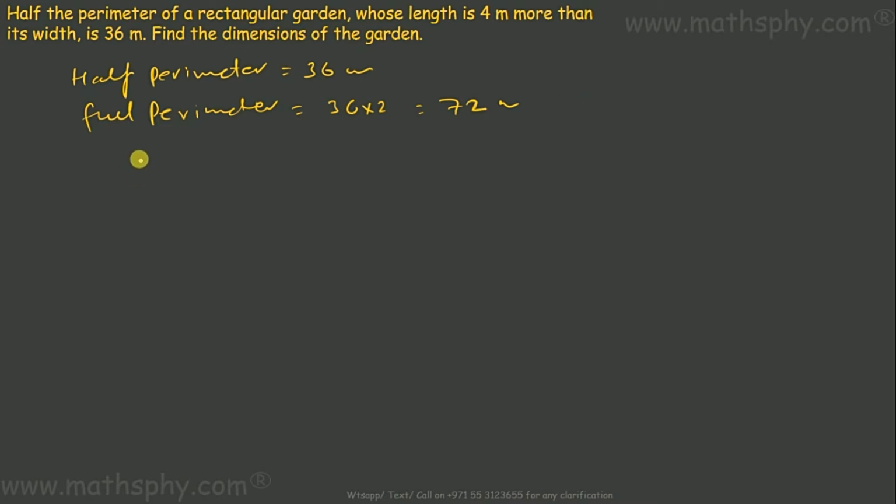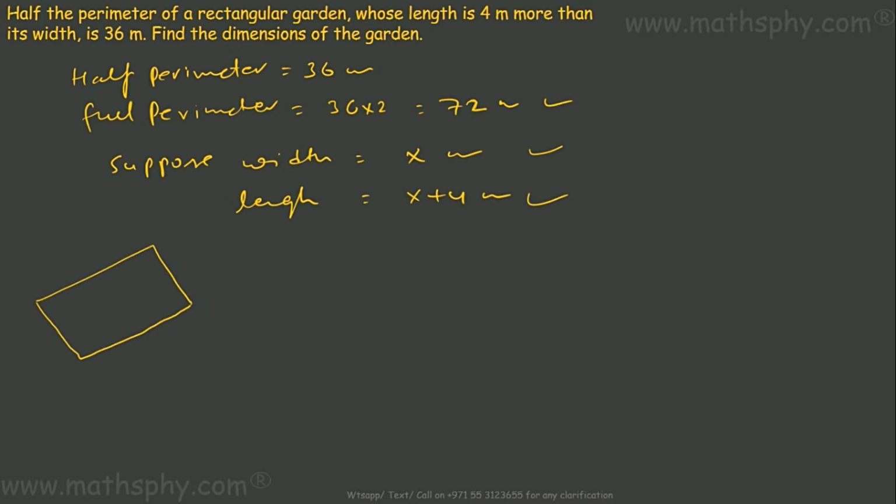Now, suppose width is x meters. So length would be, it says length is 4 meters more than its width. If width is x, length would be x plus 4. Now I have width, I have length, I have perimeter. This is a rectangular garden like this. Perimeter is sum of all the sides, this side plus this side plus this side plus this side. Since this is rectangular, opposite sides would be equal.